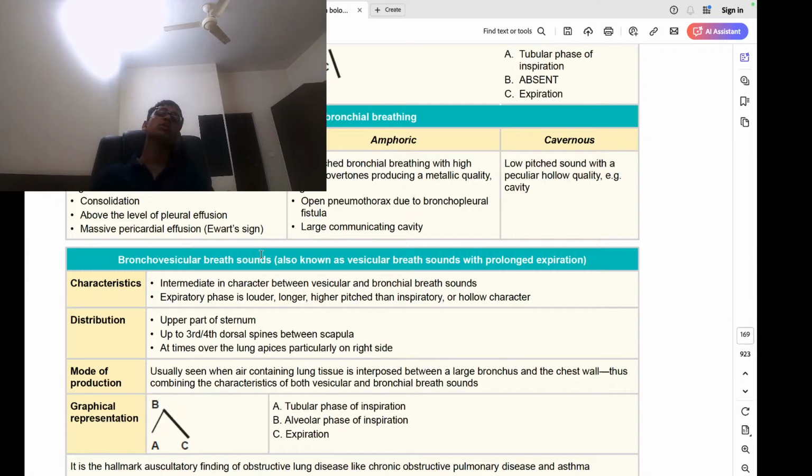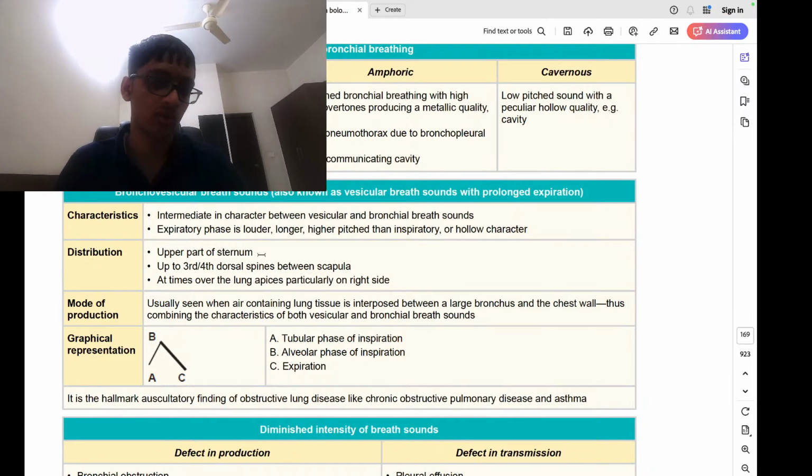Tubular is seen in consolidation above the pleural effusion and massive pericardial effusion, the E-word sign. Then amphoric is again low pitched bronchial breathing with high pitched overtones, seen in open pneumothorax due to bronchopleural fistula, and a large communicating cavity. That is amphoric.